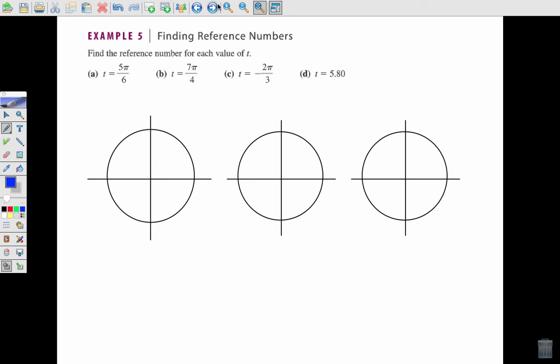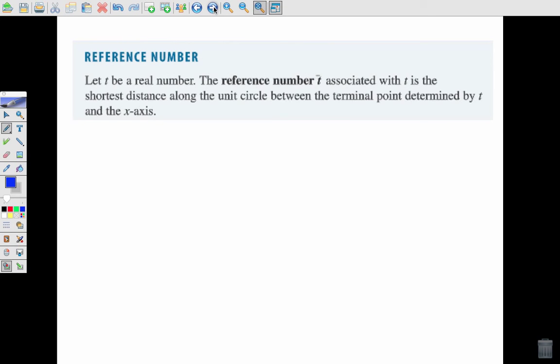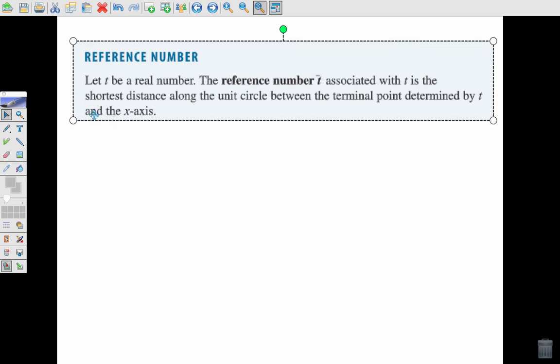I'll let you try these. Actually, did I give you the definition? Sorry, you need the definition for reference number first.